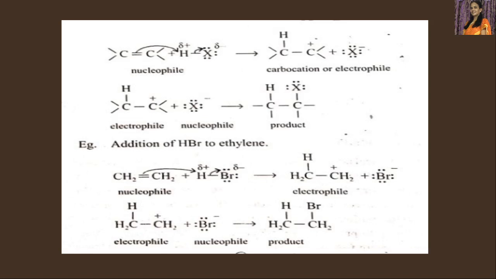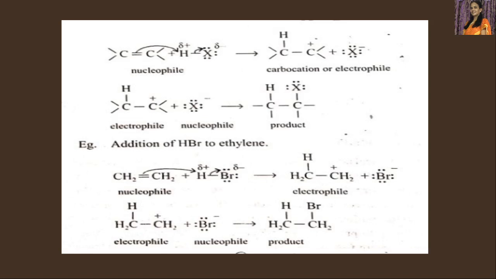Now let us consider a specific example: addition of HBr to ethylene. Here, ethylene is the nucleophile, that is, a source of an electron pair, or a source of pi bonds. This combines with HBr. With the help of this pi bond, this H plus, the electrophile, combines with this to form an electrophile, that is a carbocation, and Br minus ion.